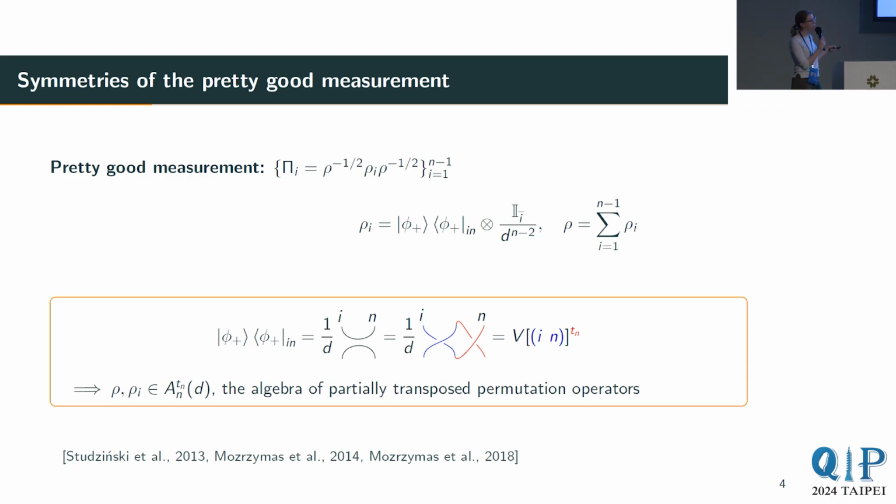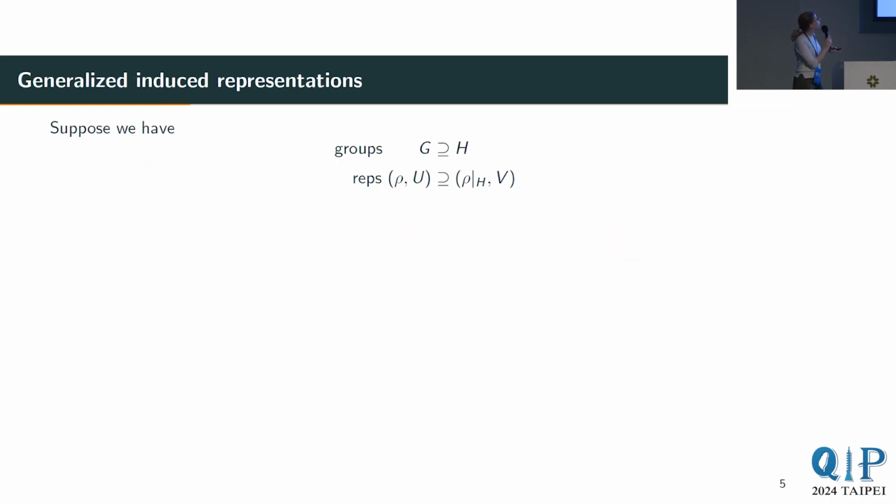So now I'm going to back up a little bit and introduce what those are. Okay, so suppose that you have two groups, a group G and a subgroup H, together with representations, a representation rho on U of G, and one of H, which is just rho restricted to H, and which is on a representation space V, which is a subspace of U. So a generalized induced representation is going to be a way of lifting the representation V of H to be an interesting representation of G. So it will be some sub-representation of U that's interesting.